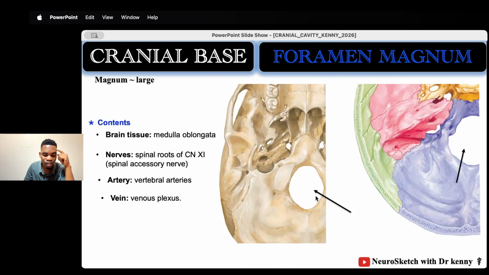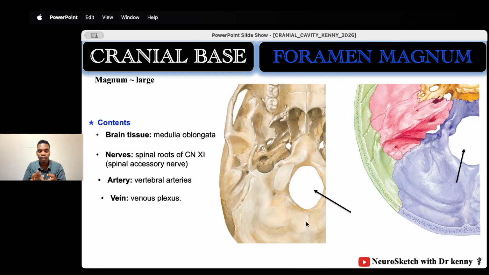The foramen magnum also transmits the vertebral arteries. We have seen when we were discussing the anatomy of the neck, we have vertebral arteries that are passing through the transverse foramina of the cervical vertebrae, and they are going to the brain. Now they are going to the brain through the foramen magnum, and we also have the venous plexus.